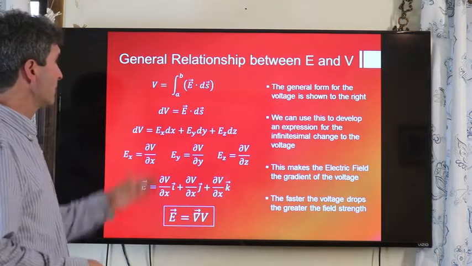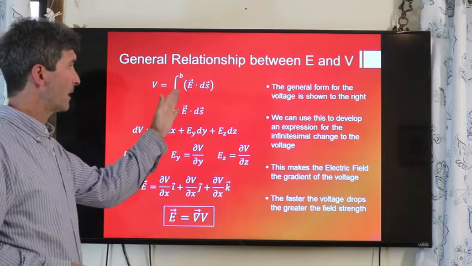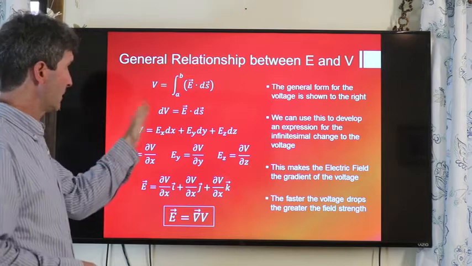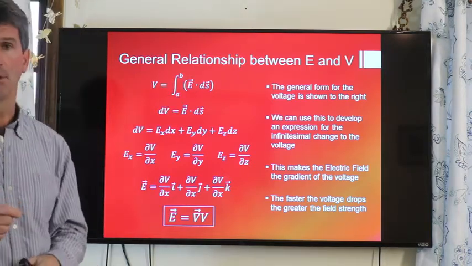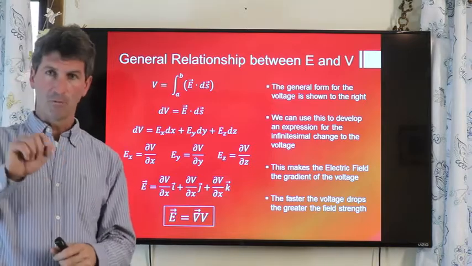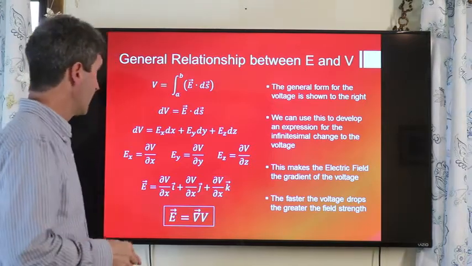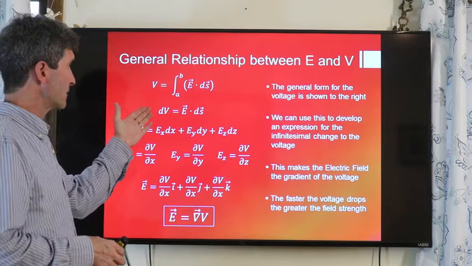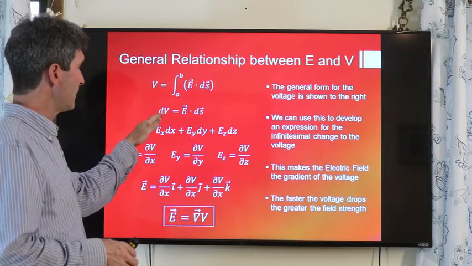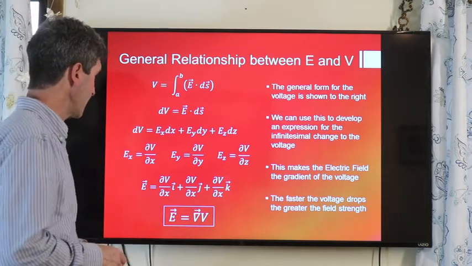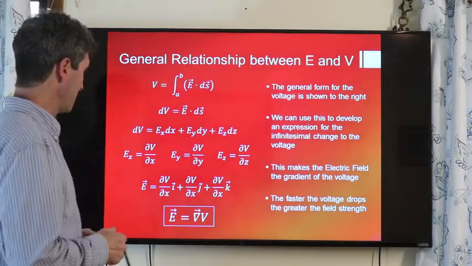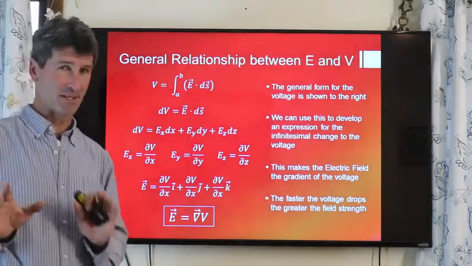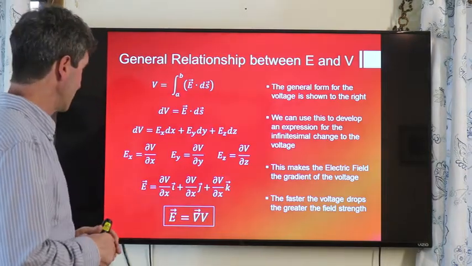If we have the electric potential given by this equation right here, the integral of E dot ds, where ds represents an infinitesimal movement on a path length, then we can take the derivative of both sides and get dV is equal to E dot ds. Again, if you haven't had some of this vector calculus, this is going to seem a little bit mysterious to you.